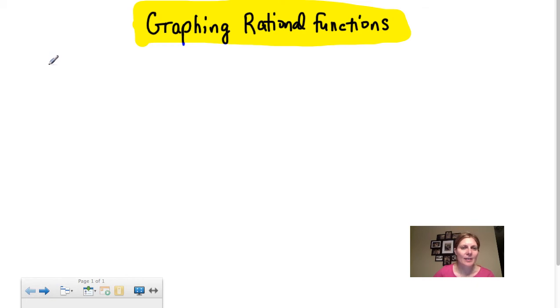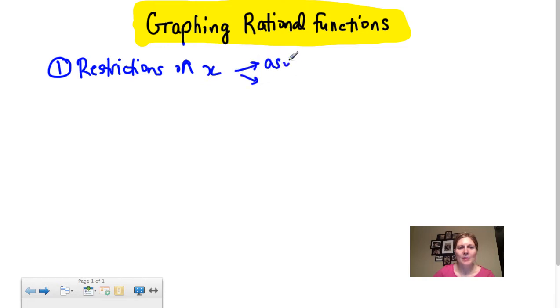So this video is about how to graph rational functions. And when we graph rational functions, we need to really determine three things. The first is we need to determine, are there any restrictions on x? And this could come in the form of two things. There may be asymptotes, which we saw in reciprocal functions, or there may be something called holes. And we'll talk about what holes are in just a second.